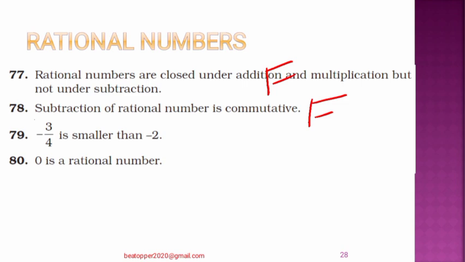Minus 3 by 4 is smaller than minus 2. False, because if you write it on a number line, minus 3 by 4 is to the right of minus 2. So it is actually greater. So the statement is false. 0 is a rational number. Yes, true.